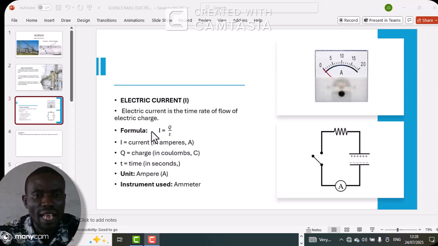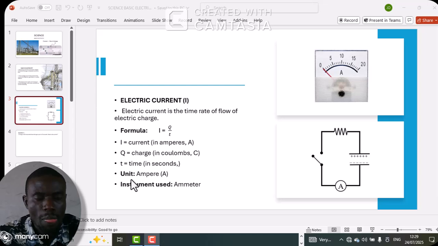Now look at this I. The symbol of electric current is I, and Q is the quantity of charge. The unit is coulomb, or capital letter C. The unit of current is amperes, or capital letter A. Then the unit of time is in seconds.